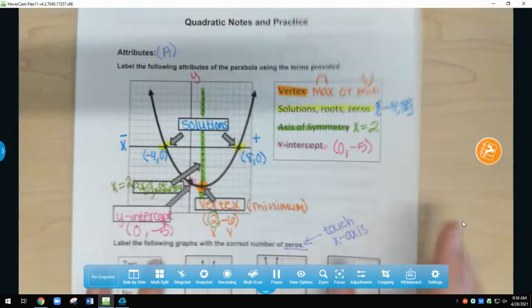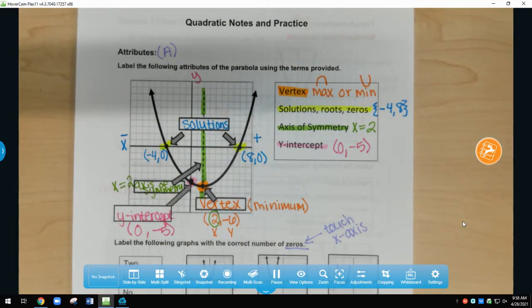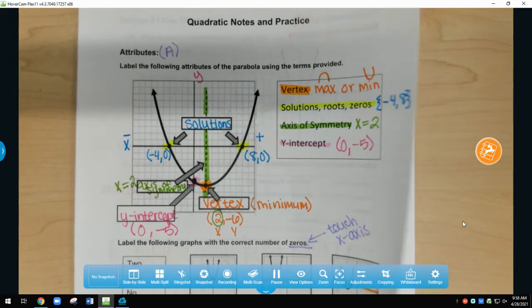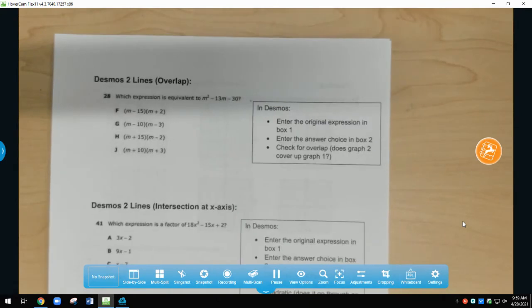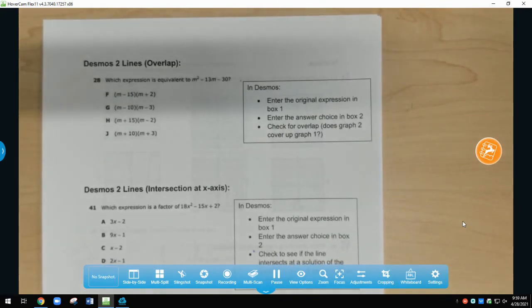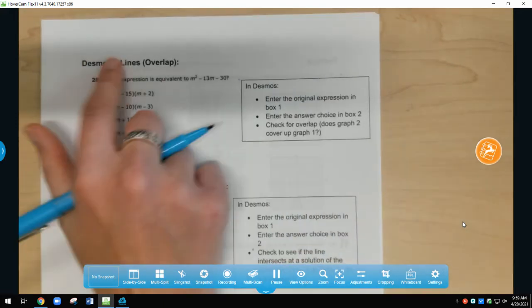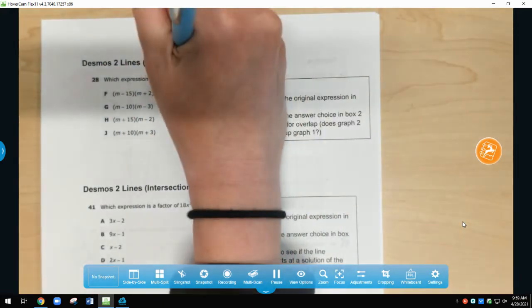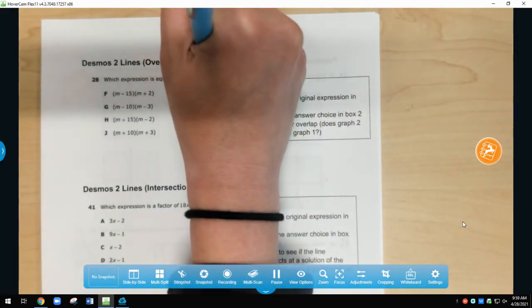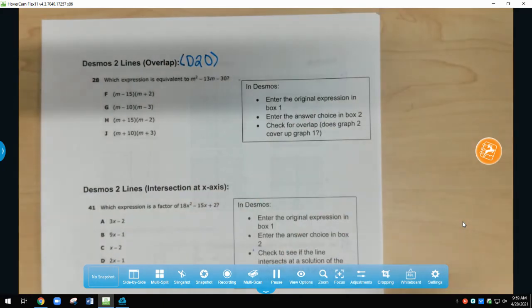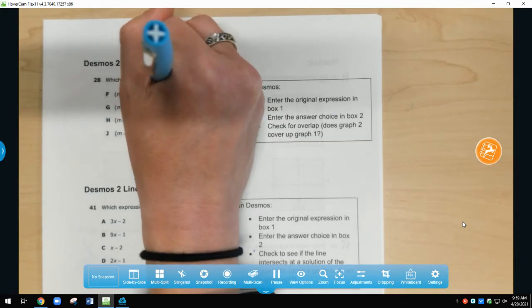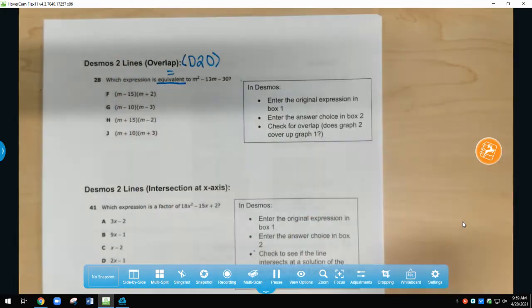Okay? All right, so the next topic for quadratics is going to be what to do in Desmos. So there's 2 ways you can use Desmos for quadratics. All right? Desmos 2 lines are overlap. When we label the questions, we'll say D2O for overlap. Okay, the keywords that are going to tell you overlap are equivalent. Okay, that's going to be equal.